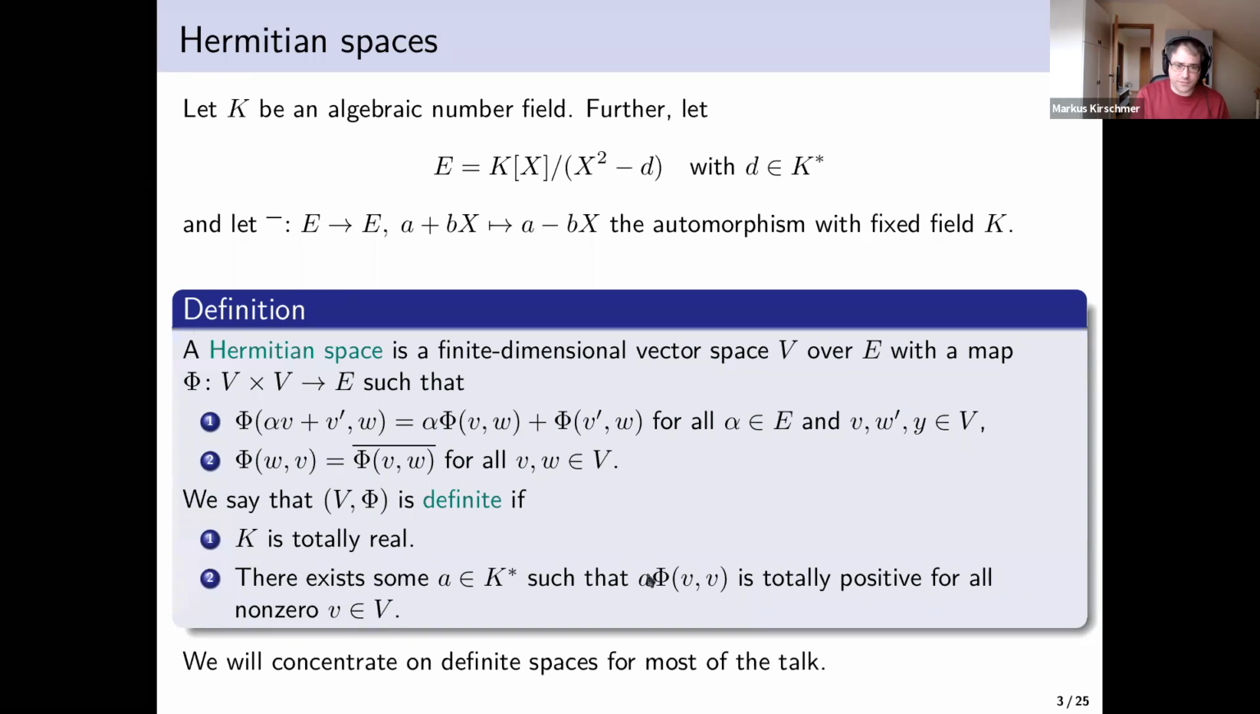After rescaling the form by some suitable constant, we may assume that the length of any non-zero vector is positive. Positive then means positive at all embeddings, because if the field is totally real, all the embeddings into the complex numbers are actually real embeddings, and then it makes sense to talk about positive numbers. Again, most of the time, I will only deal with these definite spaces, but some results actually work for all cases.